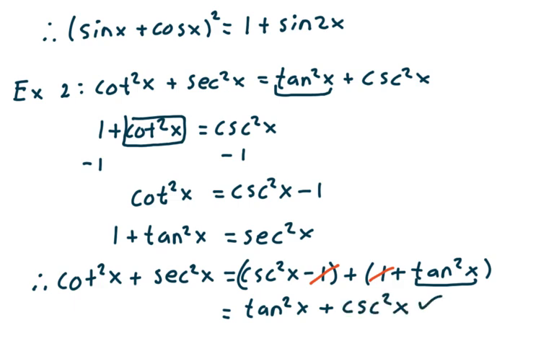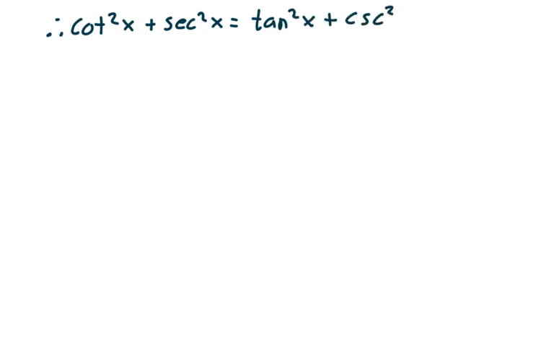And we're okay. Therefore, cotangent squared x plus secant squared x is tangent squared x plus cosecant squared of x. And that's how we do example 2. Let's take a look at example 3.